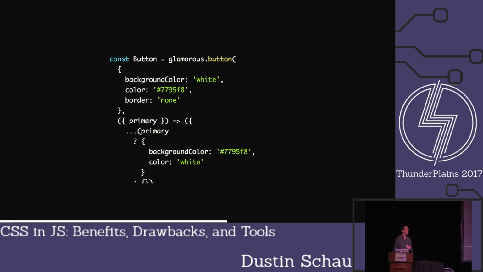And so what will actually happen, it kind of works like object.assign. It'll take this first object, and then any subsequent objects after that will be merged with this base model. And so the end result of this component is, when your primary class is set on this React component, the primary prop, background color will be this, and it won't have a border. It'll be merged in order.